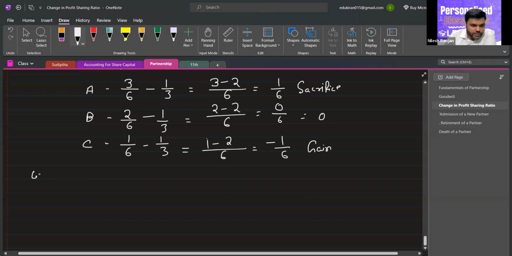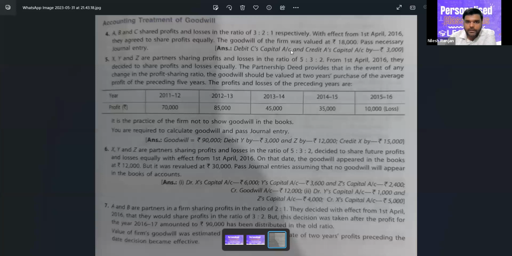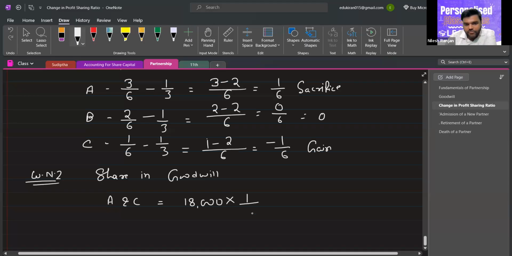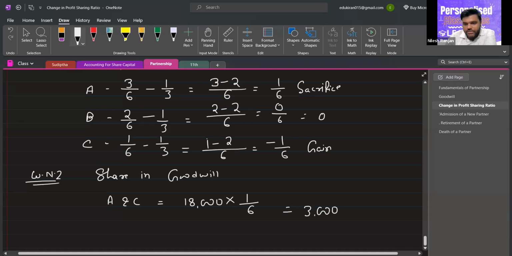So working note number 2, share in goodwill, for both A and C. It will be 18,000, the goodwill of the firm. It is given in the question: the goodwill of the firm was valued at 18,000. So we will multiply this 18,000 with their sacrifice and gain, 1/6. It is 3,000. Now we can pass the journal entry.